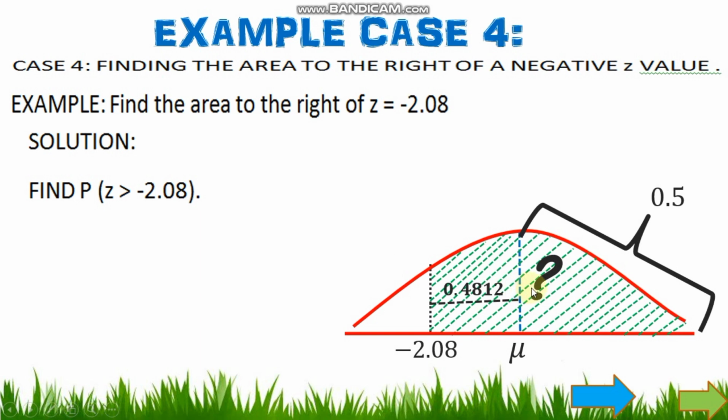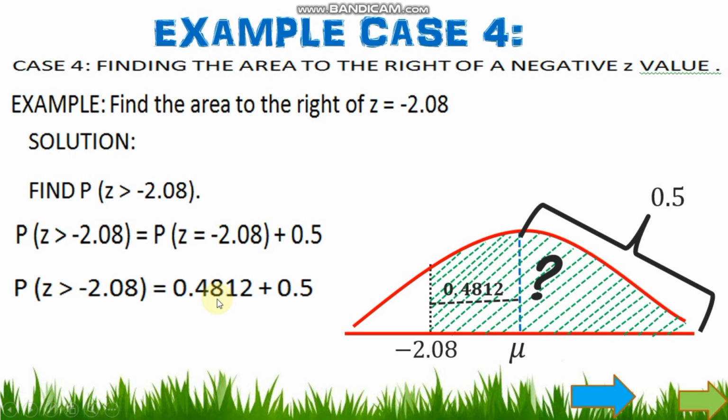Now, what are you going to do to get the area of this shaded portion? So, it's obvious that you will need to add. One tip, class: if the shaded part covers the mean, what you do is add. But if it does not cover the mean, meaning there is a space between the mean and the shaded portion, you have to subtract. That's my tip for you. Alright, so since this one covers the mean, all you have to do is add. So we have 0.4812 plus 0.5.